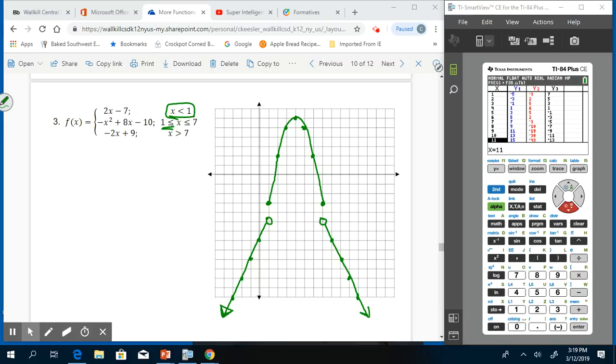All right, so from here on, you should understand what a piecewise function should look like, when to use a solid circle, when to use an open circle, and you can try the last function on your own.